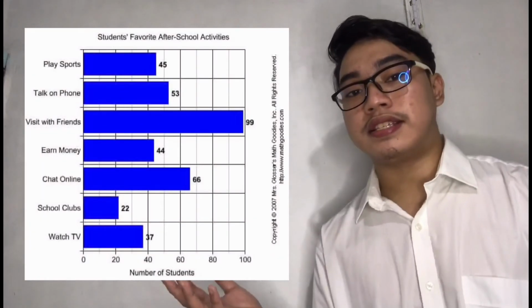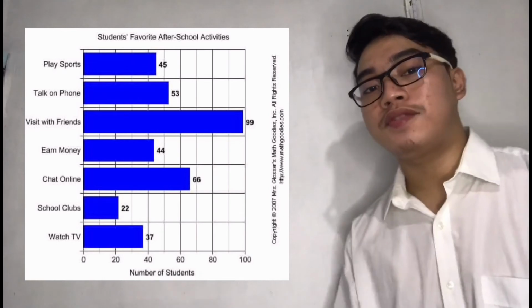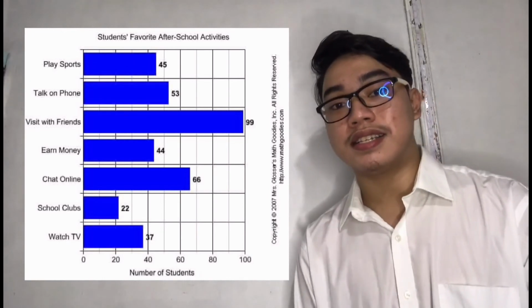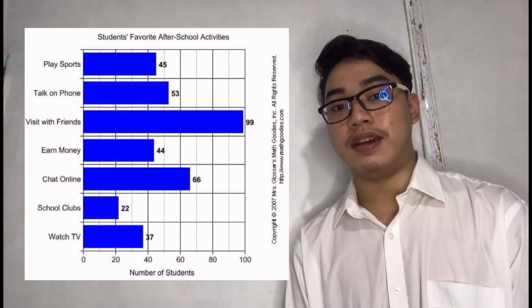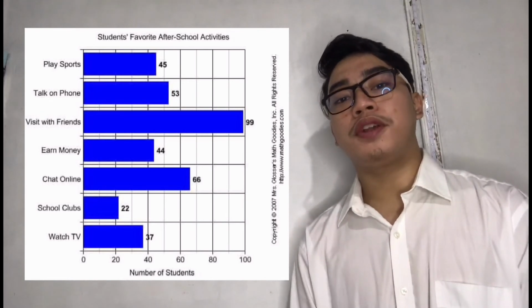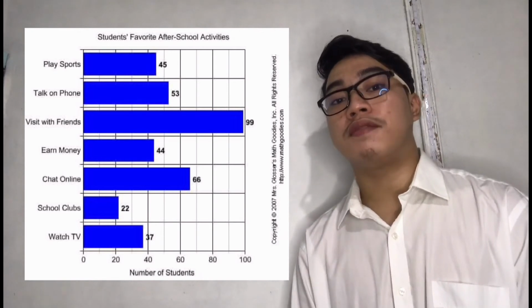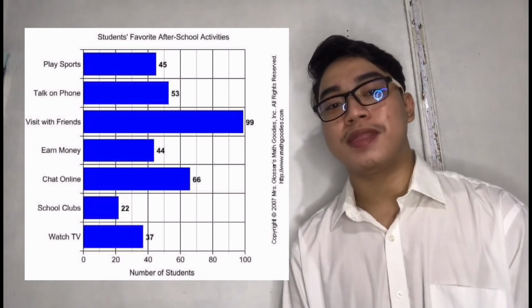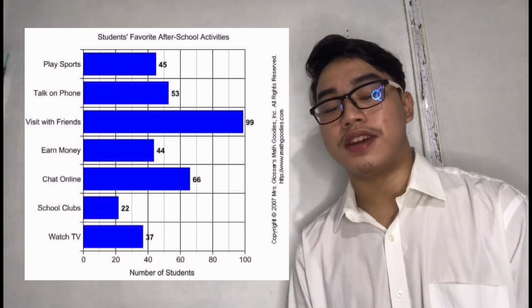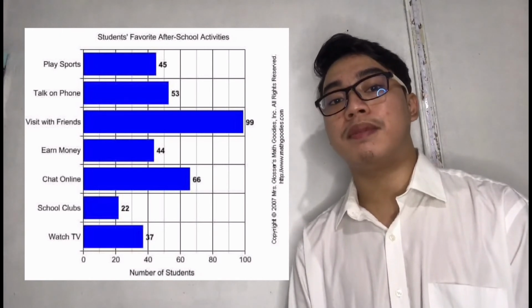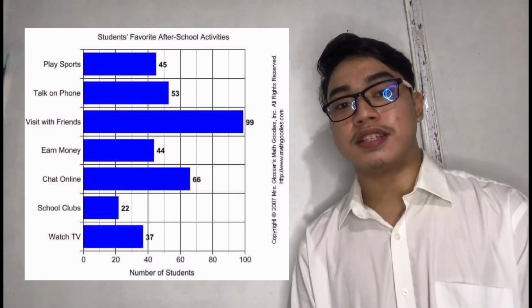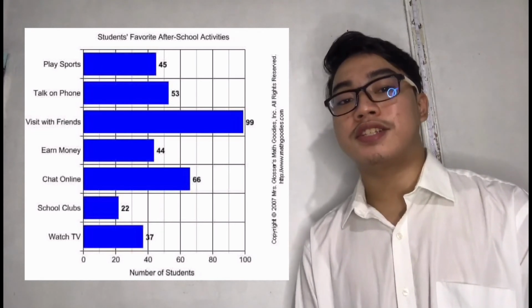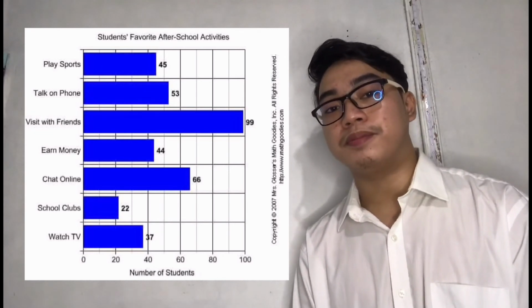So this is the sample bar graph. The number of students is represented as the x-axis, while the students' favorite after-school activities represent the y-axis. So 45 students play sports, 53 students talk on phone, 99 students visit with their friends, 44 students earn money, 66 students chat online, 22 students attend school clubs, and 37 students watch TV.